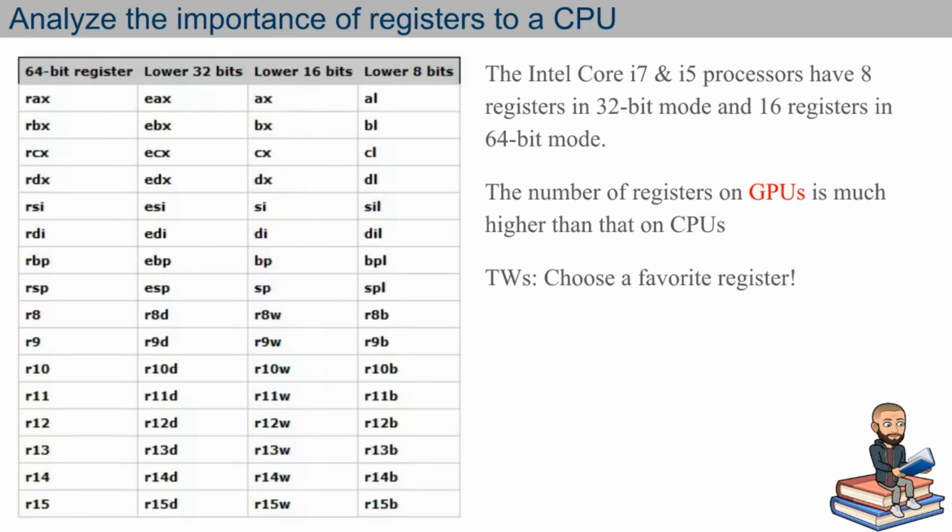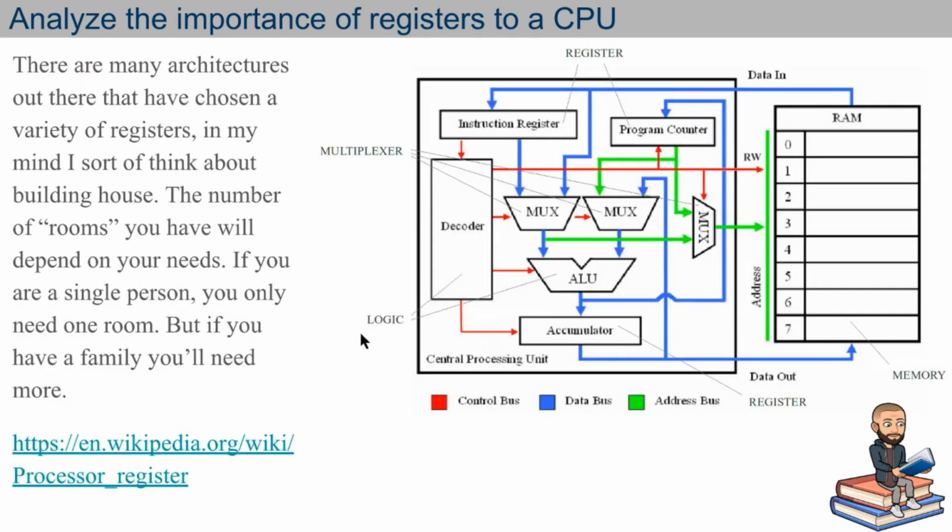And then if you think this is confusing, wait till you look at a GPU. GPUs typically have even more registers than CPUs. So just for the fun of it, go ahead and look at our chart here and choose a favorite register. I know a lot of people who would say the EAX register is their favorite. An extra credit if you can tell me why you think that is. But let's focus here and wrap up the lesson.